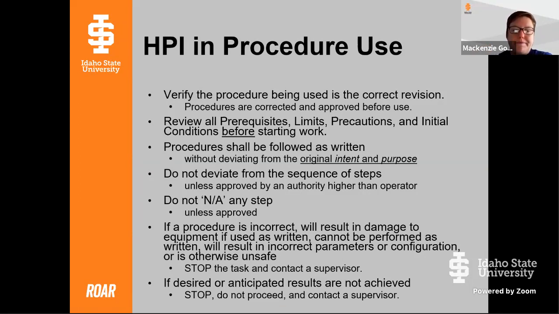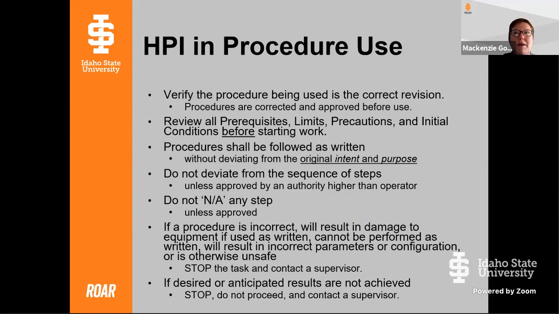Don't NA any step unless it's approved. Sometimes in the procedures, it will tell you, hey, you don't have to do this step if this condition is met, and then you can NA it because it says so in the procedure, but you can't just decide a step is NA, is not applicable. Okay, if you discover that the procedure is incorrect, stop the task, contact a supervisor.